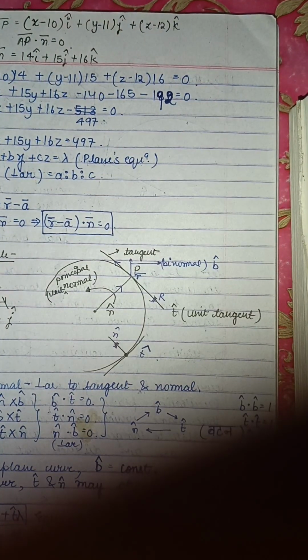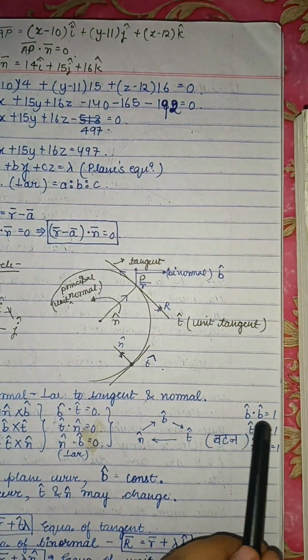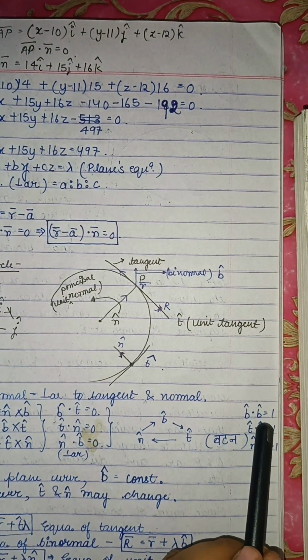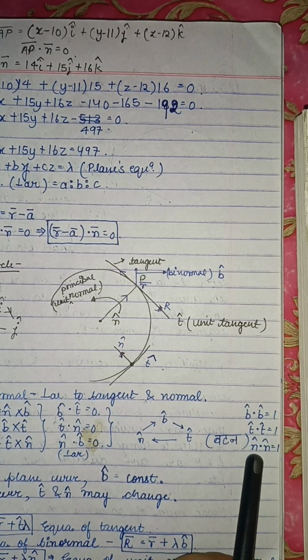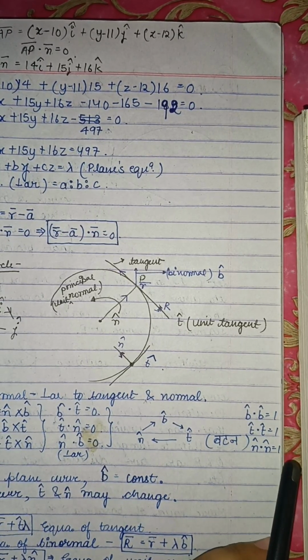Now if we see the dot product of same vectors, b dot b will be equal to 1. t cap dot t cap will also be equal to 1, and n cap dot n cap will also be equal to 1.